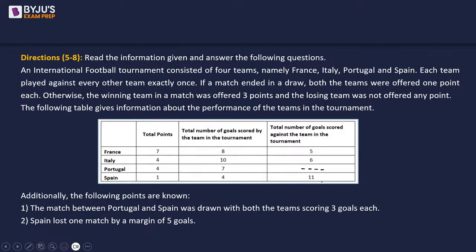Additionally, the following points are known. The match between Portugal and Spain was drawn with both the teams scoring 3 goals each, and Spain lost one match by a margin of 5 goals. So a standard round robin or a league match scenario. So since there are 4 teams, how do we proceed कि कौन सी टीम किसके साथ खेलेगी?